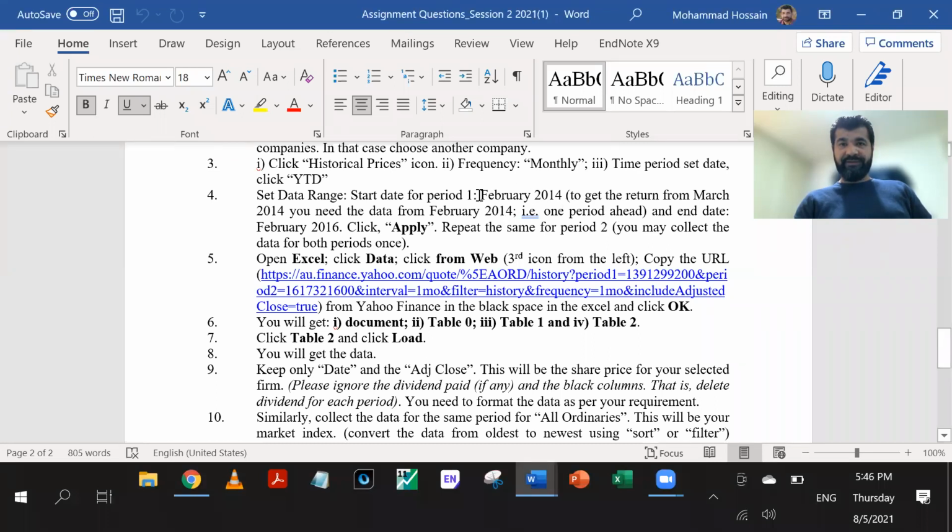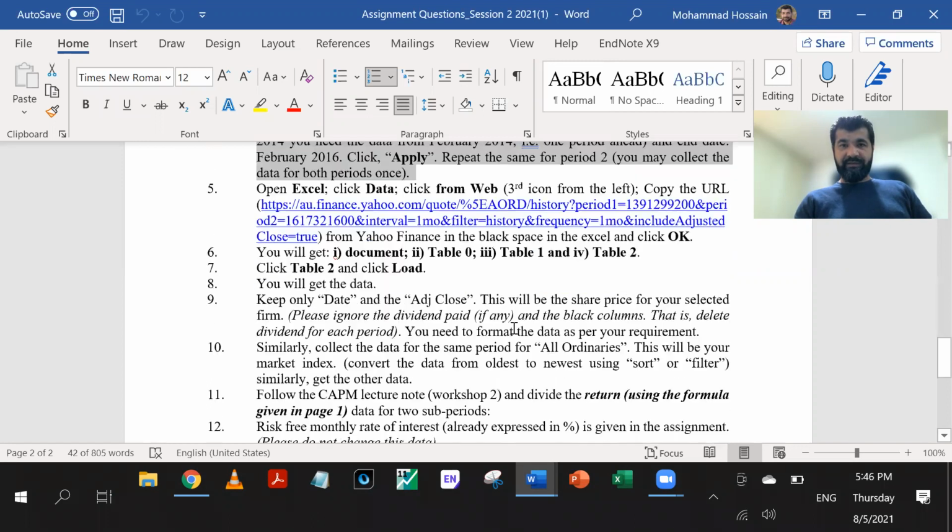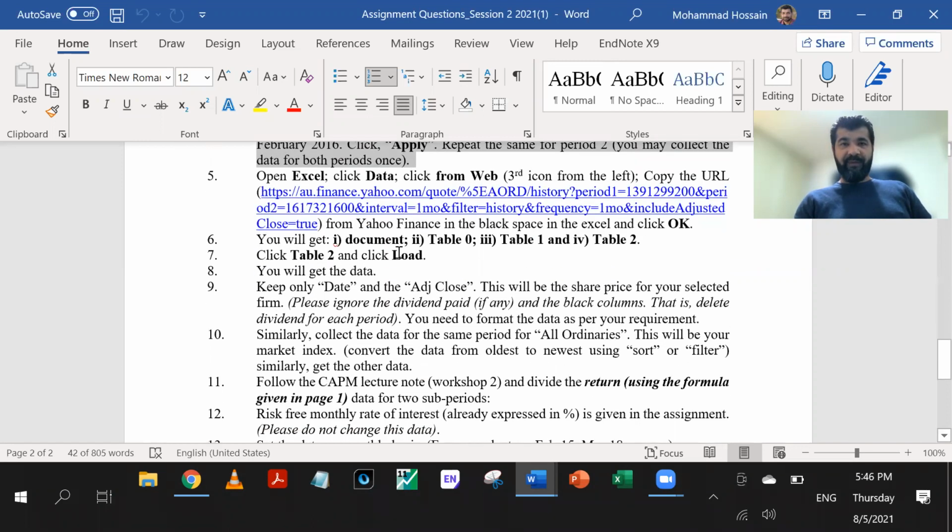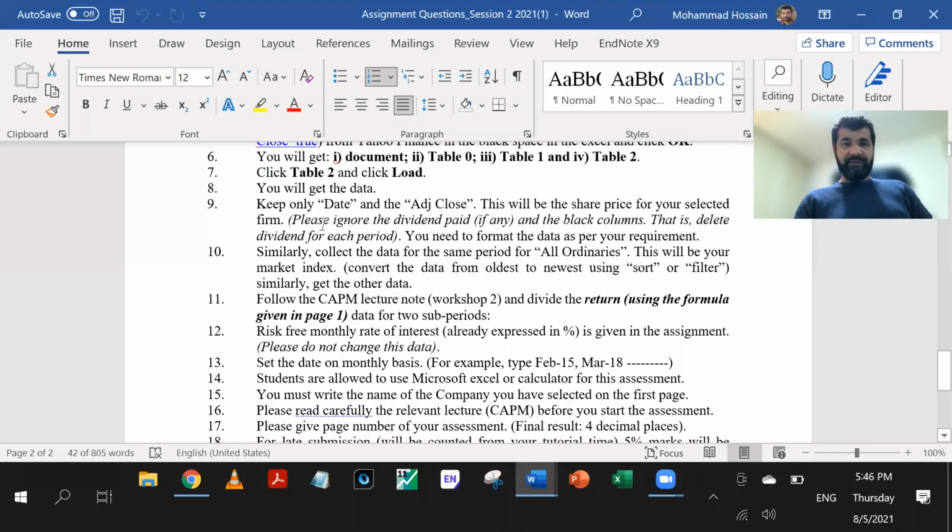February 2014. March, okay. And the end date 2016. All right, so from Yahoo Finance, we'll get the data. Keep only date and adjusted close. Similarly, collect the data for the same period for all ordinaries. This will be your market index. So we have to collect all ordinaries as well.